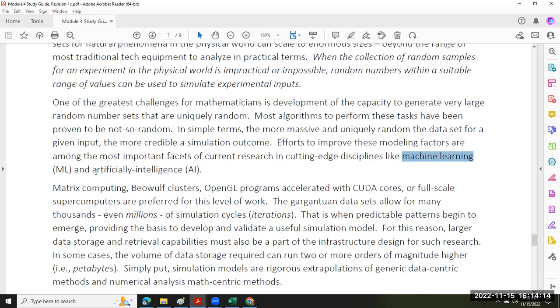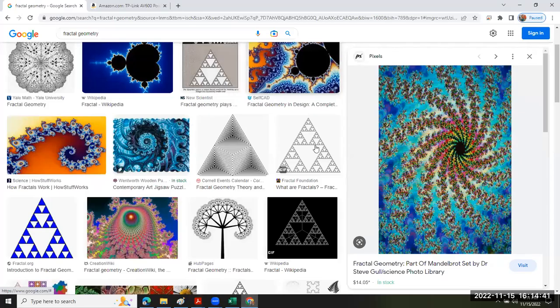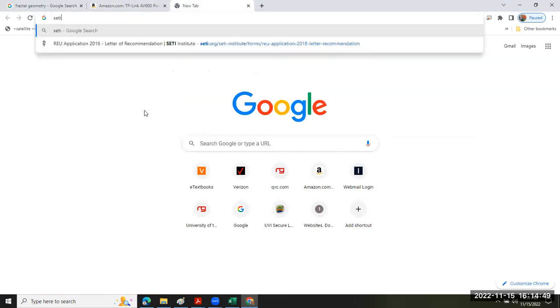When it gets to artificial intelligence, there's an awful lot of floating point calculations. And in order to accommodate floating point calculations, matrix computing, where you team computers together, and OpenGL programs with CUDA cores, you need a lot of muscle. And one of the things that I find really fascinating about matrix computing is that it's been around a long time.